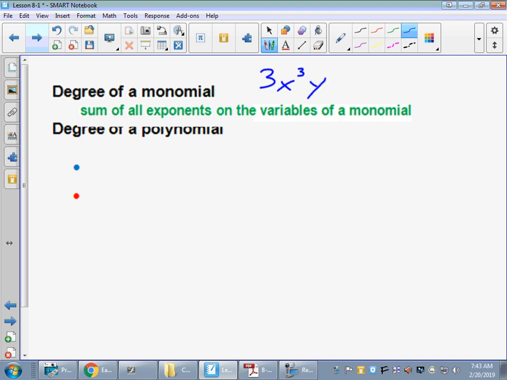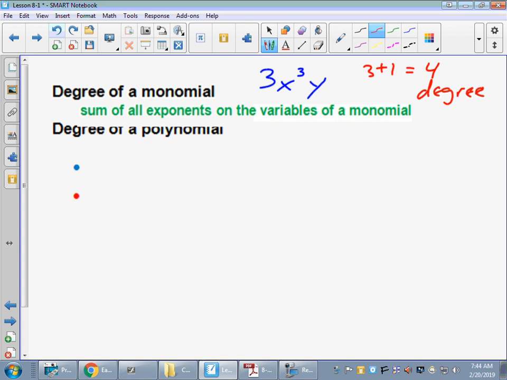Okay? Well, if we look at our exponents, we've got the 3 here on top of the x. And remember, this y actually has a 1 there, and we don't have to write it. But if we're looking at the degree, it's the sum of the exponents. So it's 3 plus 1 equals 4 for the degree. So as for the degree, you're just adding up the exponents.